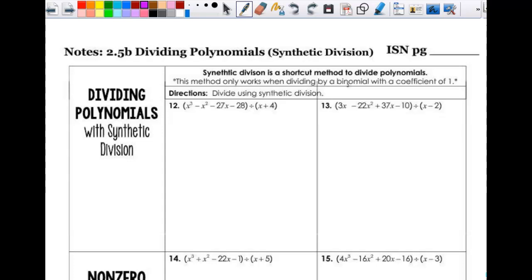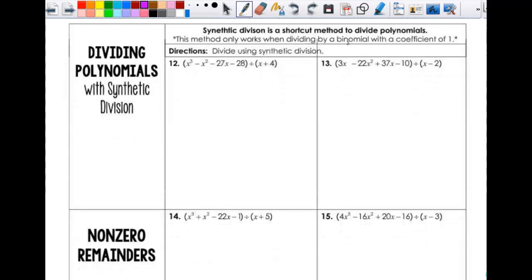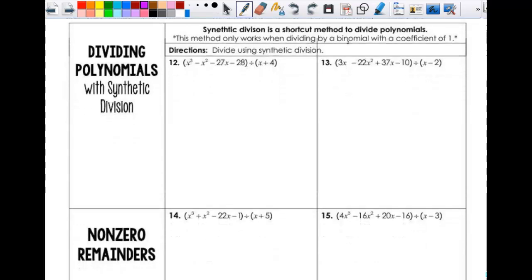Yesterday we did long division. Today we're going to do synthetic division. Synthetic meaning kind of like fake division because we're not really dividing, but we get the same result as if we were dividing. It is a shortcut, and it only works when dividing by a binomial with a coefficient of 1. So this is a binomial with a coefficient of 1, right? That's the only thing that works.